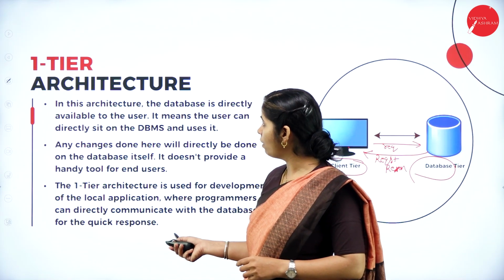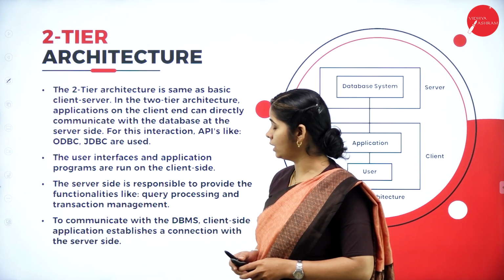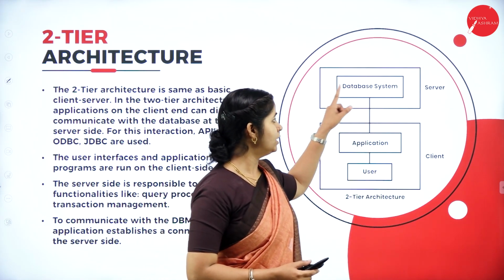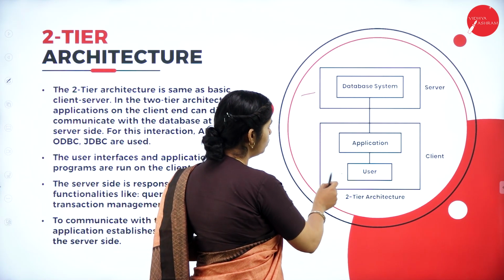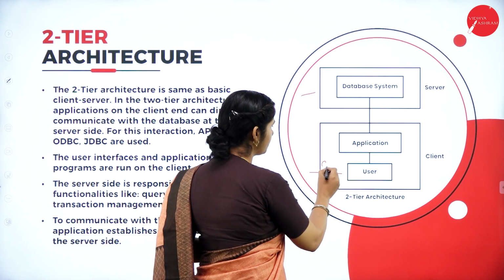Next what we have is two-tier architecture. Here you can see in the two-tier architecture, we have a database here, and we have a user or client here.